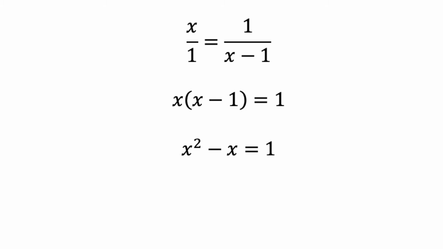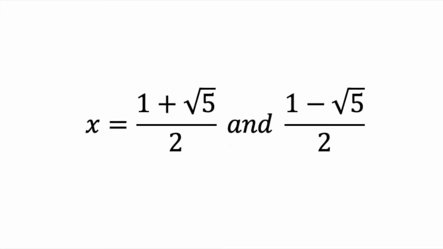This leads us to the quadratic equation x squared minus x minus 1 equals 0. Using the quadratic formula, we get the following solutions: x equal to (1 plus the square root of 5) divided by 2, and x equal to (1 minus the square root of 5) divided by 2.